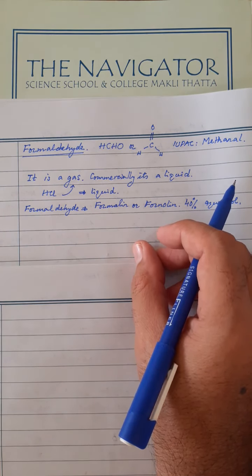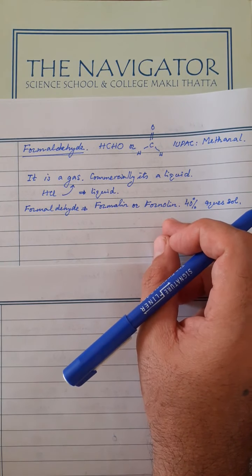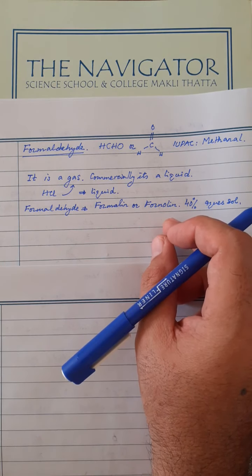But the most common use of formalin or fornolene is as a biological specimen preservative. When we have a transplant, for example a kidney transplant, the kidney is taken out of one person. So how can you preserve the kidney before it goes to another person's body? Yeah, you put it into formalin.